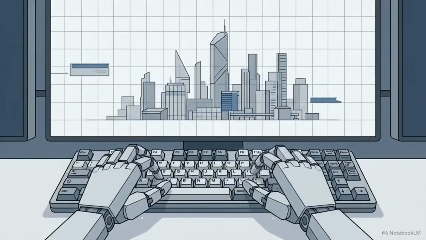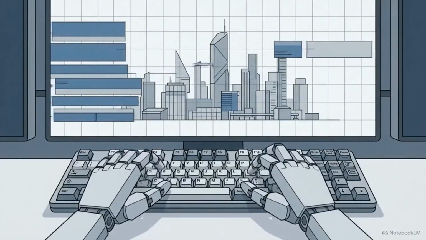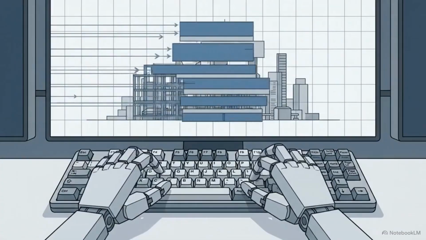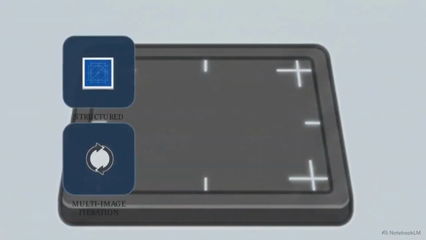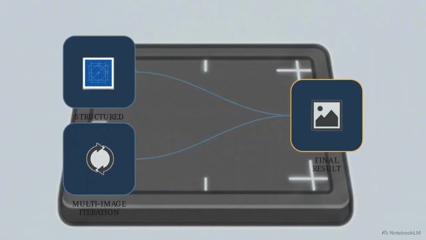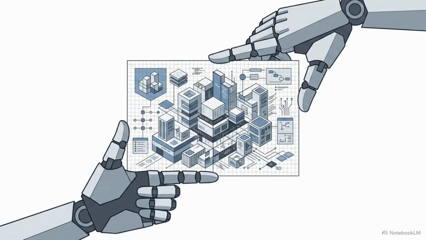The technology has reached a point where the bottleneck is no longer the machine's capability, but the clarity of our instructions. Combining structured constraints with multi-image iteration puts the final result in your hands. You are directing the specific reality of the render rather than rolling the dice.